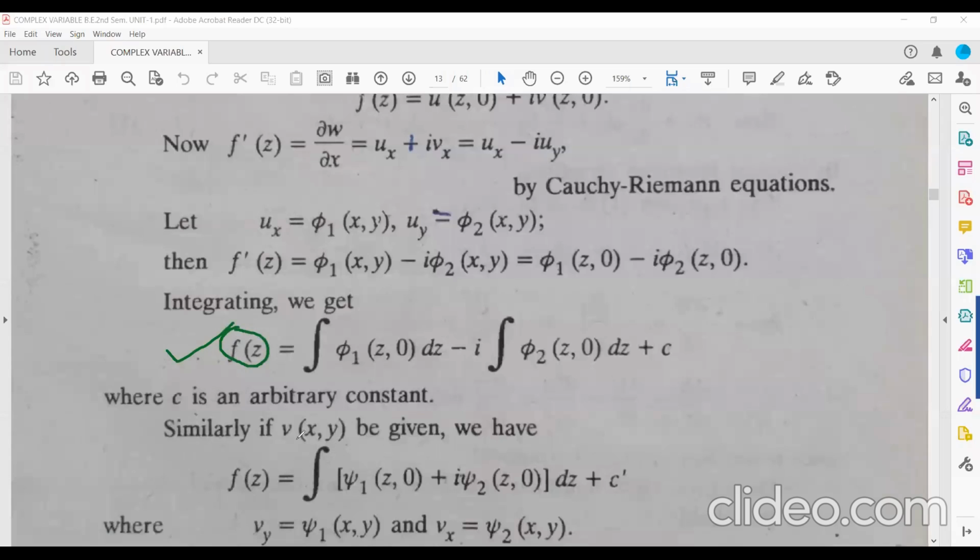Similarly, for v of xy, using this method, you are able to find the analytic function. So here, if v of xy is given, how will you get your analytic function f z? For that, the formula you can remember: f z equal to what? Integral of psi 1 of z0 plus i psi 2 of z0 dz plus c dash, some constant here. Now let's see how you are getting this one.